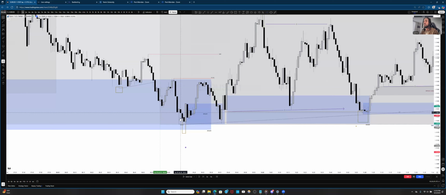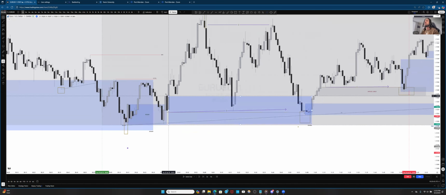Build-up right here, induce, give you a reaction, retrace, mitigate, expand. Once that's completed, what did it give? It gave you a change of character. It gave you your break of structure. So in that moment, you could say, okay, here comes a valid zone at that point to enter and take a buy from. But I wouldn't take this buy immediately.